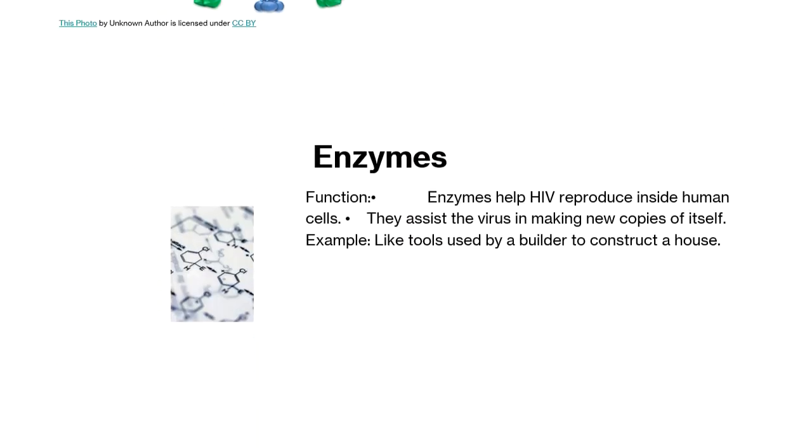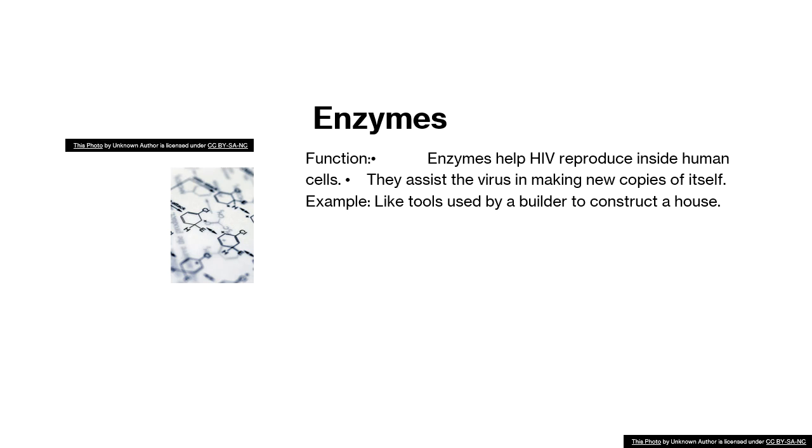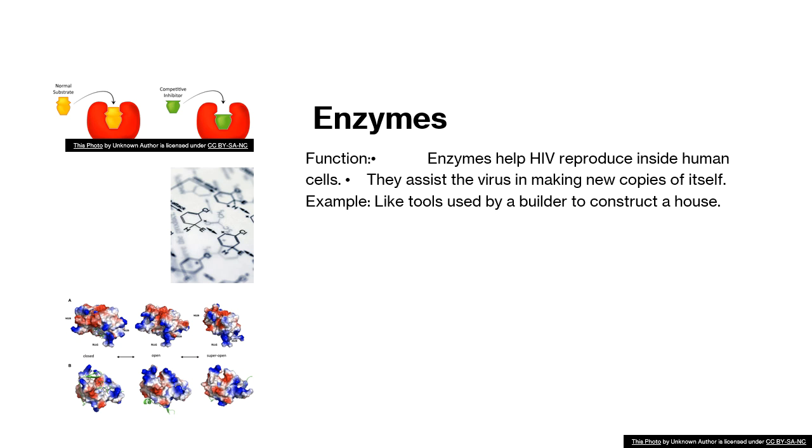After the RNA, I can talk of the enzymes. HIV carries 3 important enzymes. That's the reverse transcriptase, which converts viral RNA into DNA; the integrase, which inserts viral DNA into the host; and then protease, which cuts viral proteins into functional ones. The main function of these is to help the HIV reproduce inside a human cell. These are like the tools used by a builder to construct a house.